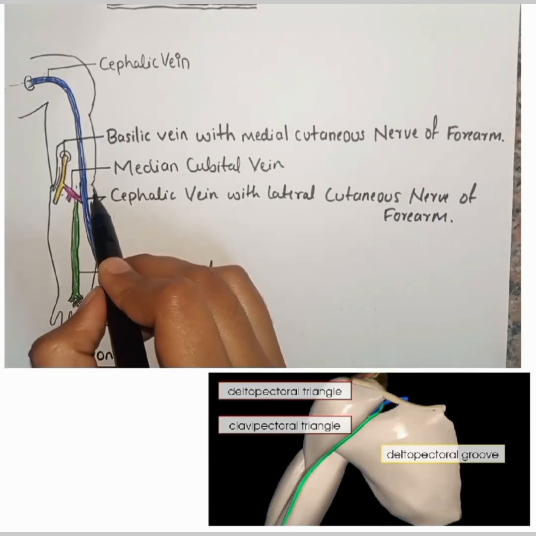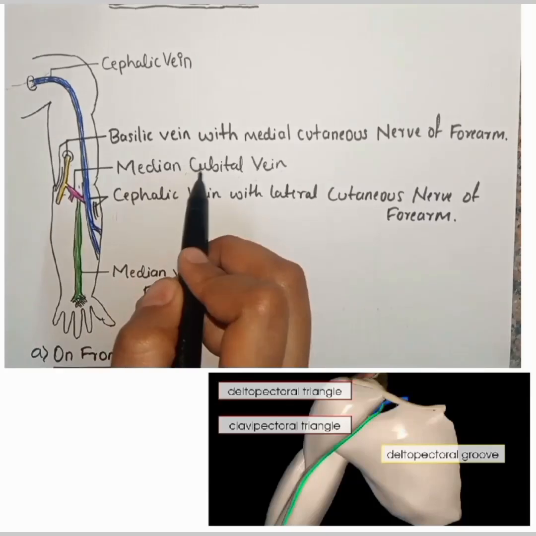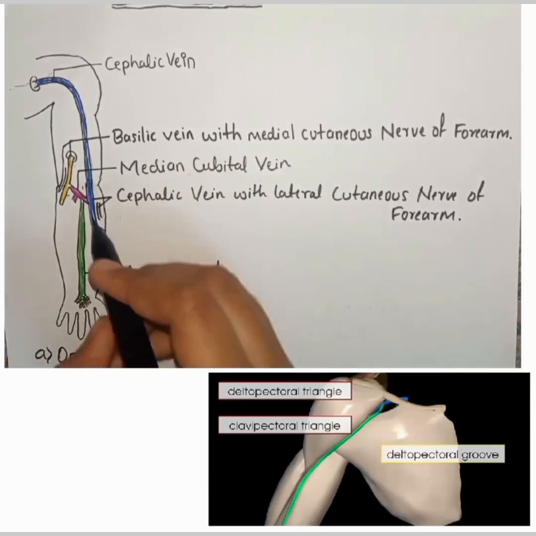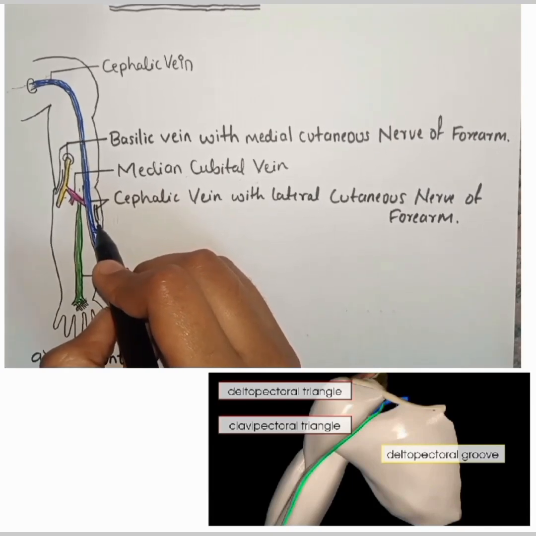At the elbow, the greater part of its blood is drained into the basilic vein through the median cubital vein, and it is accompanied by the lateral cutaneous nerve of the forearm.